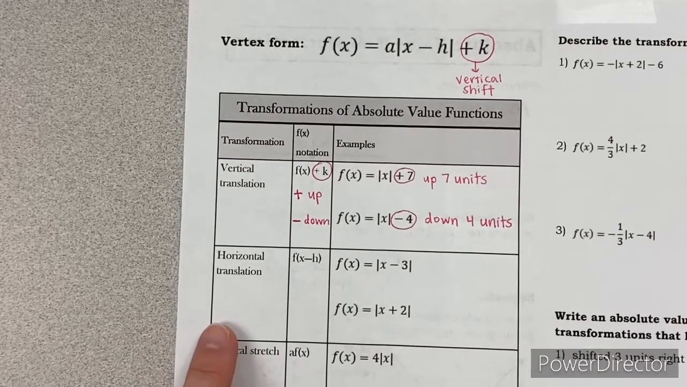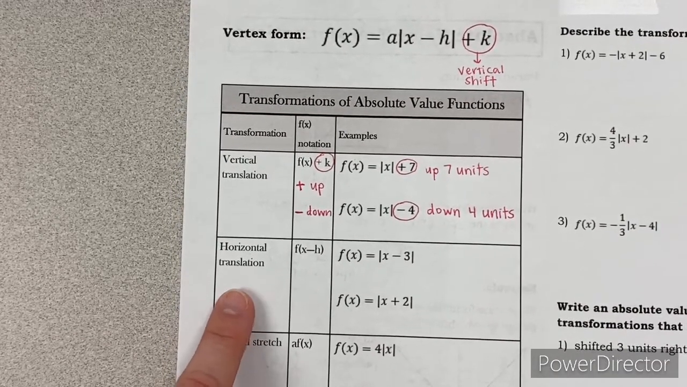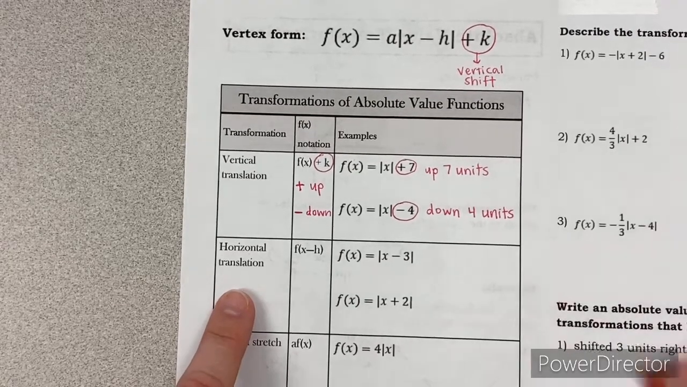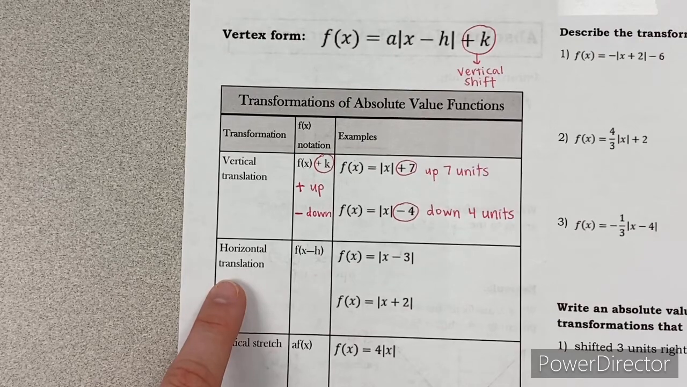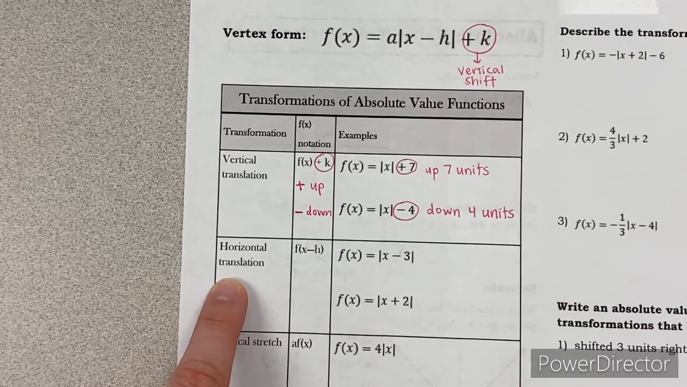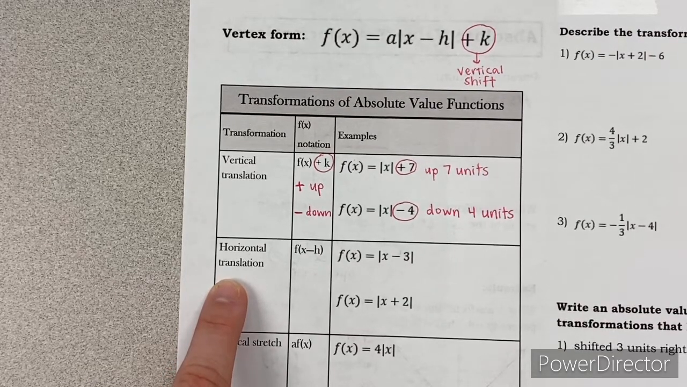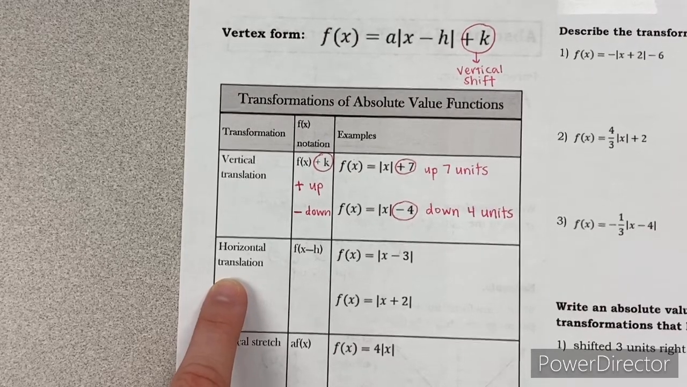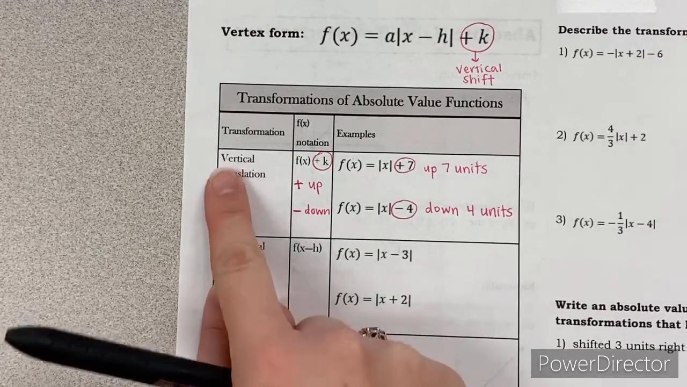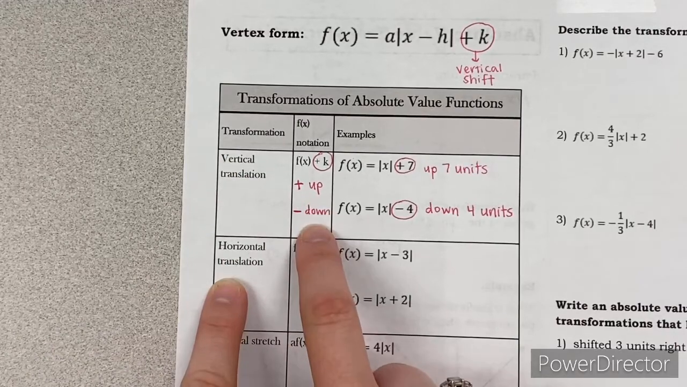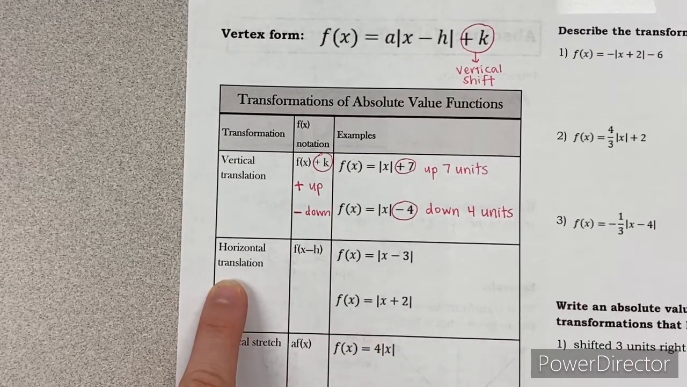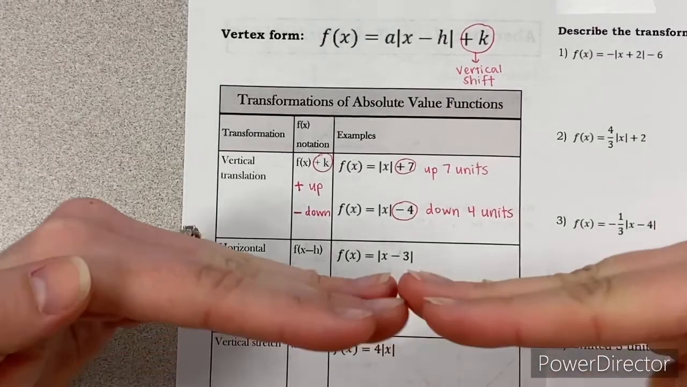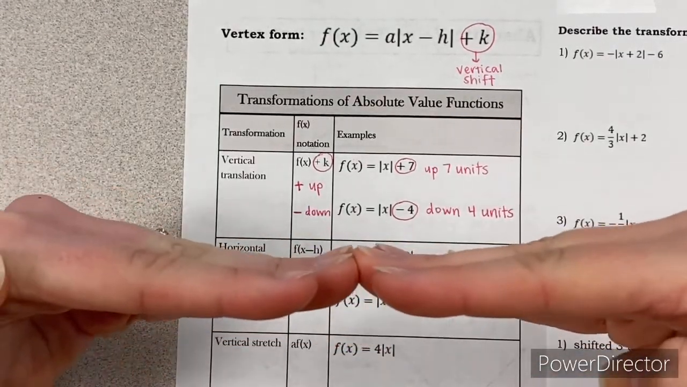Now I want you to take a look at horizontal translation. So this is your other slide part. You called it a slide in middle school. The official word for it is a translation, but keep in mind I use the word shift a lot. So we're taking the graph and we're shifting it in a direction. So vertical meant up or down. Horizontal is going to be right and left, okay? Think about the horizon. If you're looking at a horizon, it looks like this, which is right and left.